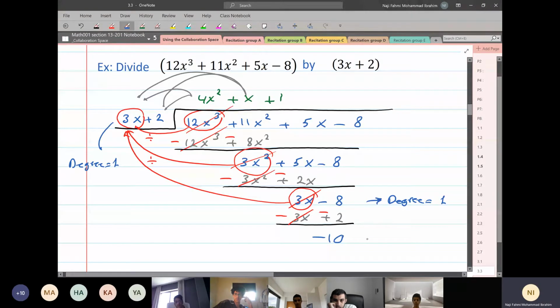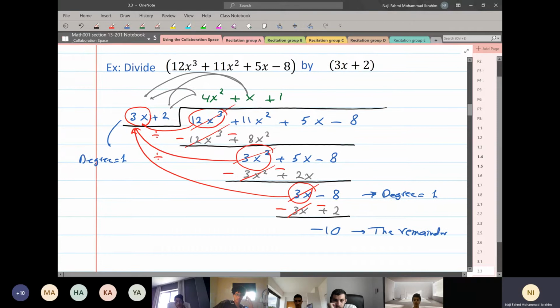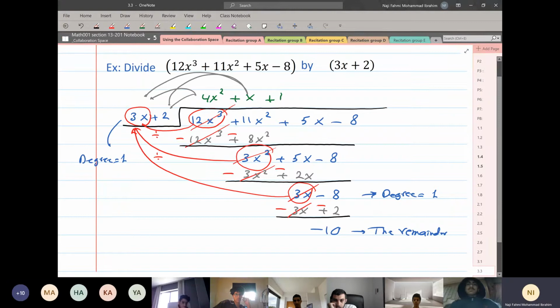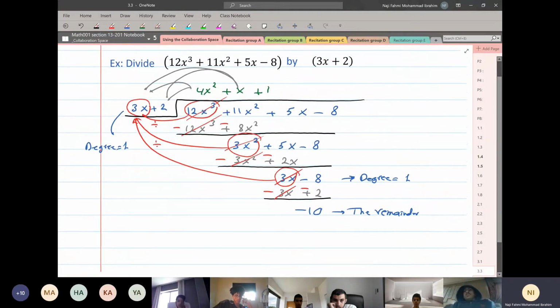This negative 10, again, what do we call it? The remainder. Now, what's the degree of this negative 10? 0. I think the degree is 0. So should we stop right now or not? Yes. So now I will just write the final step.